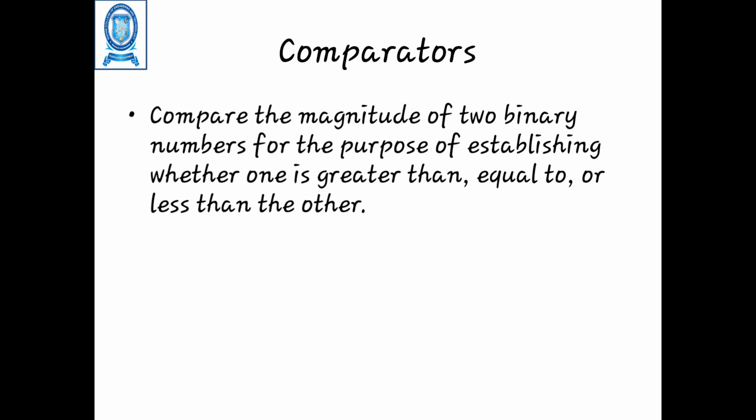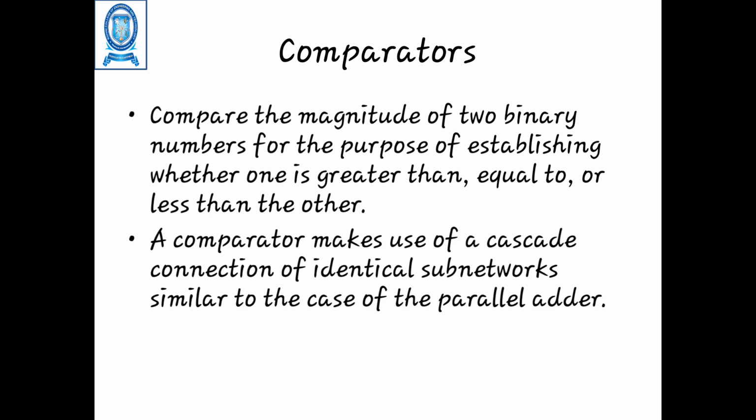A comparator is a circuit which is used to compare the magnitude of two binary numbers. For the purpose of establishing the outputs, three outputs will be considered. One output is called greater than, another output is called less than, and the last output is called equal to. So the three output concepts are greater than, less than and equal to, and after comparing we can get any one of these three outputs.